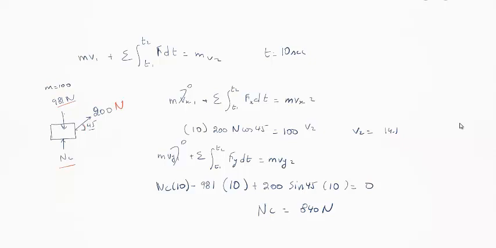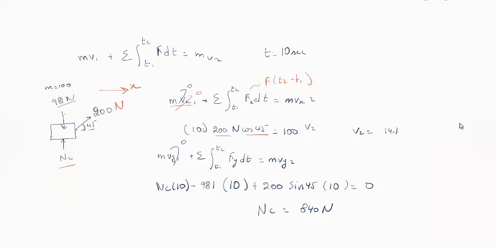So we do conservation of momentum. mv1x plus the integral equals mv2x. So notice this is 0. Plugging in, this is going to give you F times t2 minus t1. So plugging in, this is 10 seconds times 200 cosine 45. Notice we're doing this in the x direction. For the conservation of momentum, you can break it down into x, y, and z.